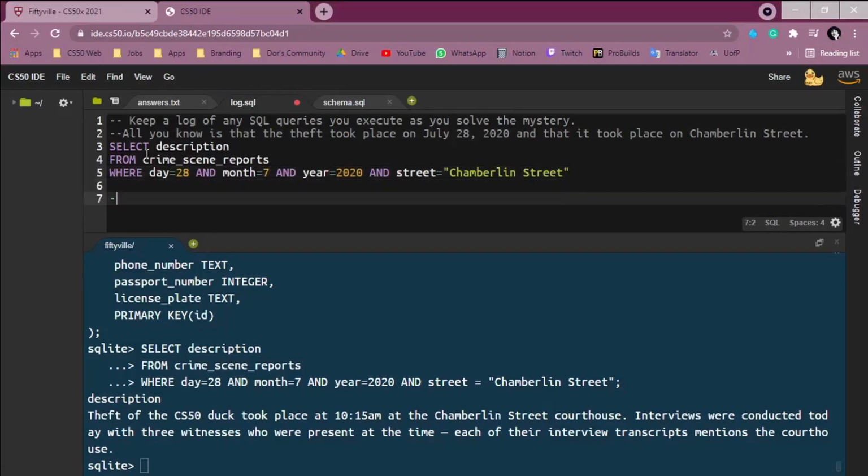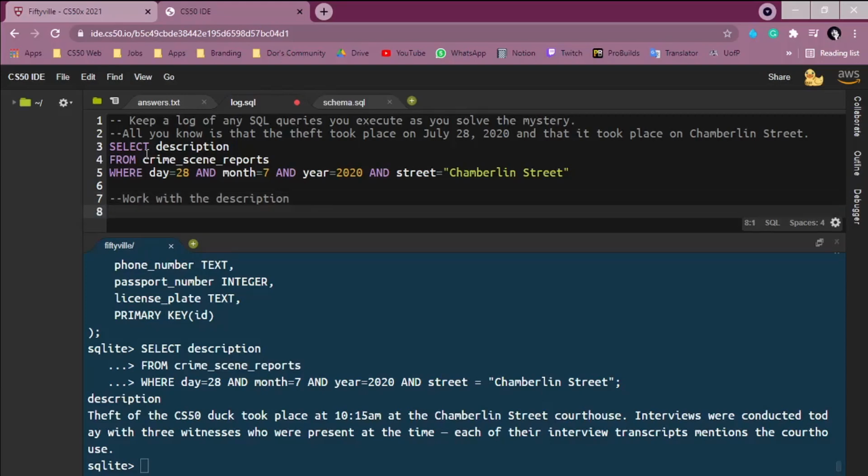And now we're going to work with the description. The description will give us a new path to follow. So we know that the theft of the CS50 duck took place at 10:15 a.m. at the Chamberlain Street courthouse. Interviews were conducted today with 3 witnesses who were present at the time. Each of the interview transcripts mentions the courthouse.